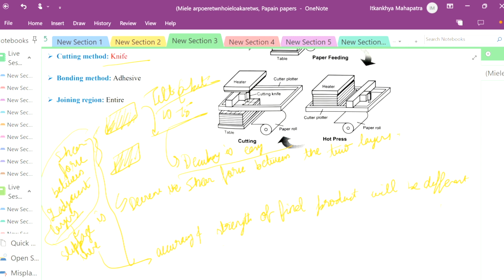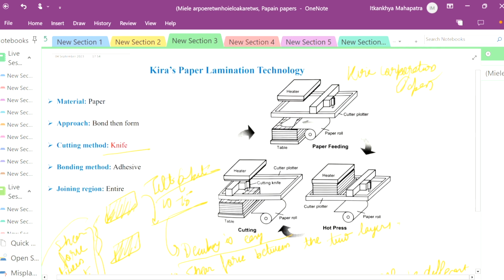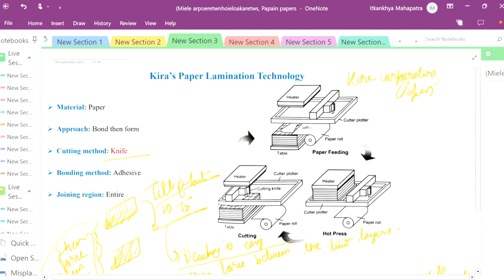Now I hope this is clear. This was developed by Kira Corporation, as I already said, a Japanese company. The difference you see is that instead of a CO2 laser, we are using a knife or, in some cases, a wire. So here you are seeing this.